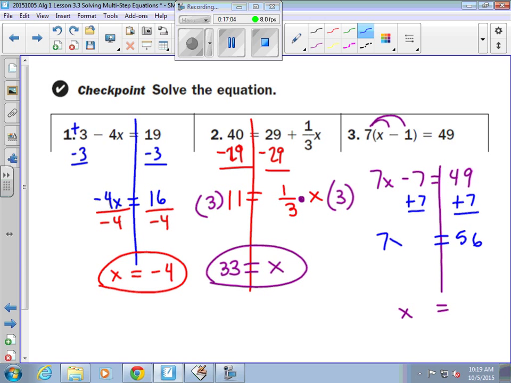You still have 7x on the left. Get x by itself. It says 7 times x, so undo it by dividing by 7. You do it to the left, do it to the right. 56 divided by 7 is 8. X is 8.